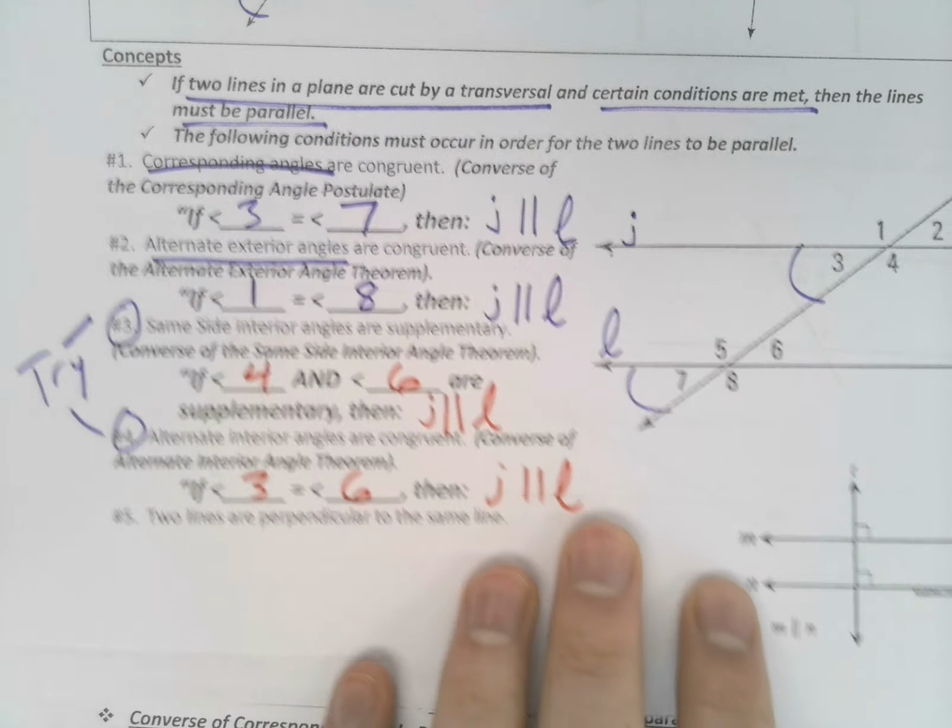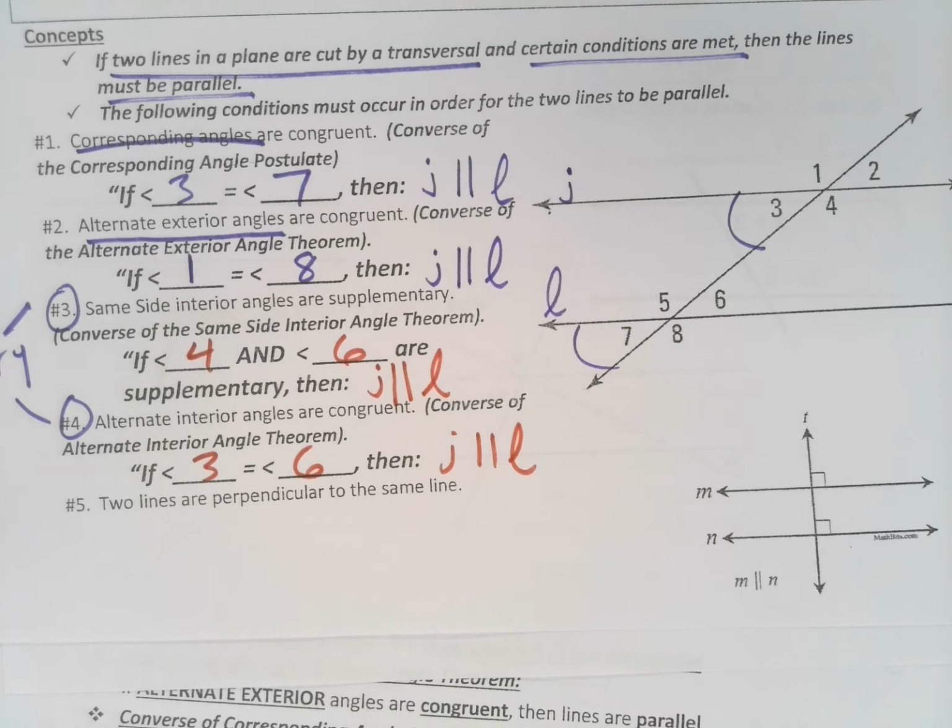And again, we talked about this yesterday, guys. Number 5, 2 lines are perpendicular to the same line. I'm not really going to go into that. That just means that if you have a transversal cutting through one parallel line, or one line making a 90-degree angle, and that line is parallel to that line, then they're going to make two 90-degree angles.